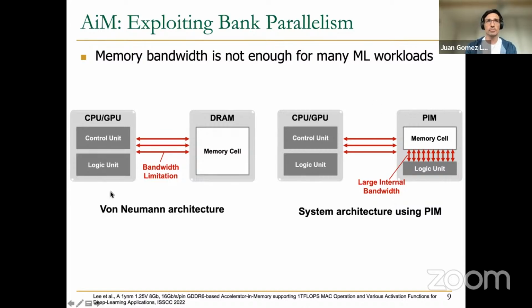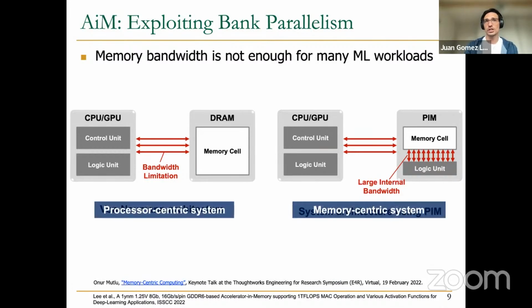As you see here, I think this slide is from their presentation at ISSCC. They talk about the von Neumann architecture in the traditional processor-centric system, where we are limited by the external bandwidth of DRAM that connects DRAM to the processor, either a CPU or a GPU, and they compare it to a system architecture using processing in memory, where we can achieve much larger bandwidth in the logic units.